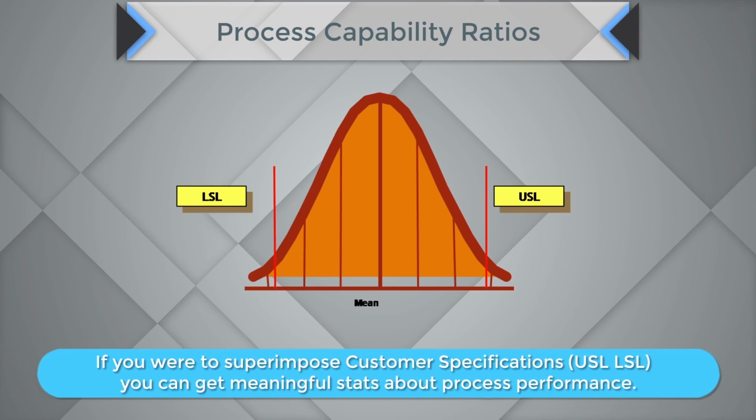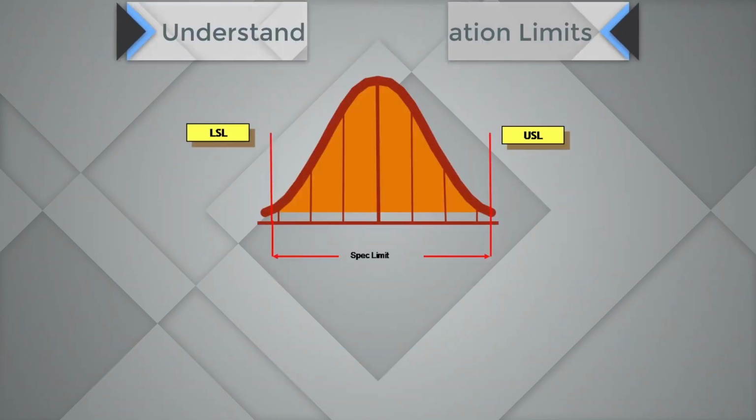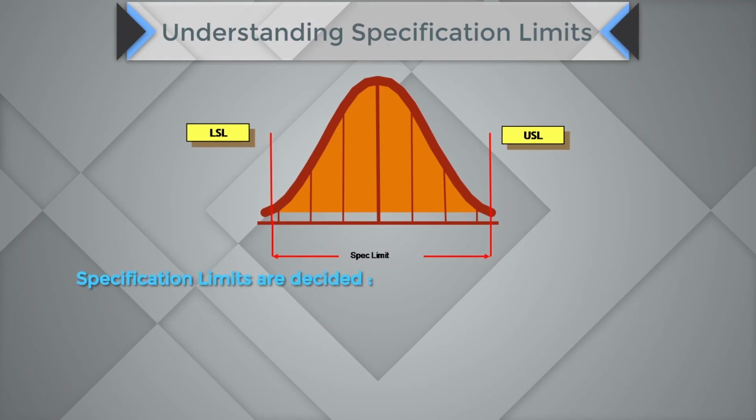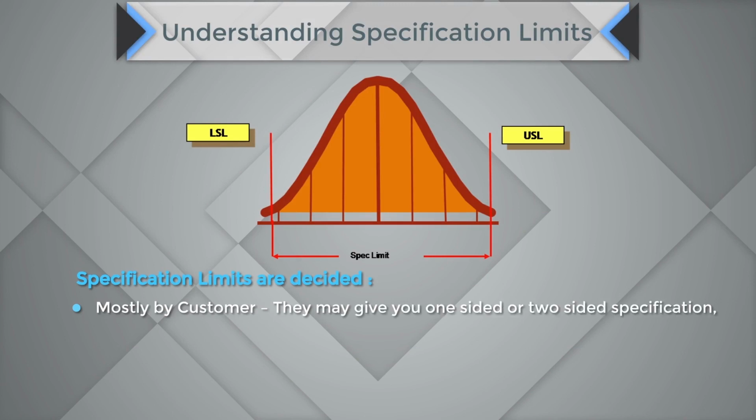Anytime data goes beyond the specification limits, it shall be considered a defect. Specification limits are mostly decided by the customer, who may give you one-sided or two-sided specification. In most service-related metrics, we would have one-sided specification. Let's say for an accuracy score, the customer has given you an accuracy score target of 95%, which means it is my LSL. Each time I do less than 95%, it shall be considered a defect.